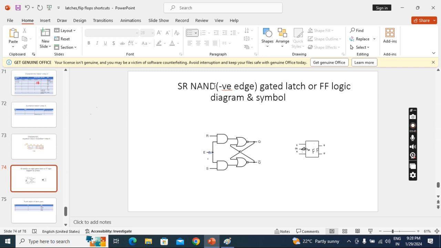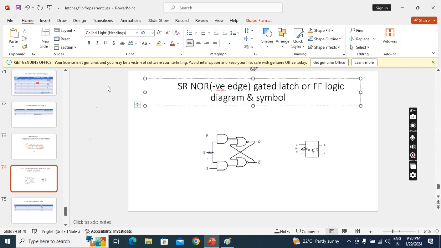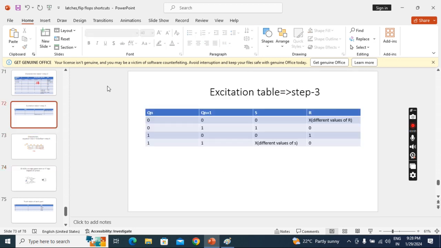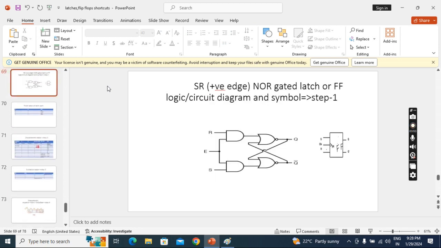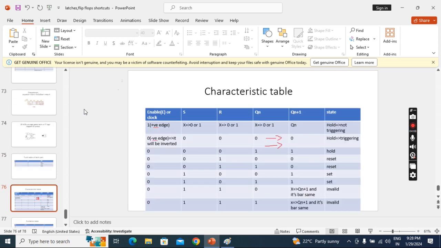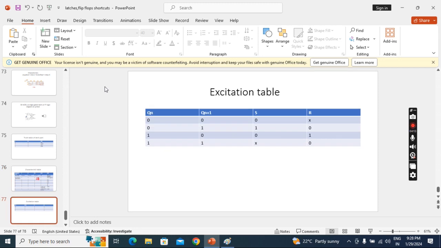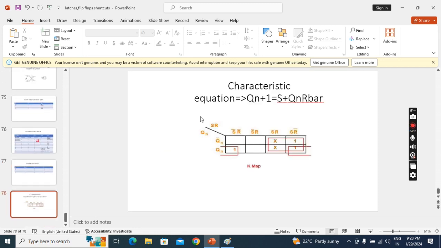Negative edge with NOR. So here a circle will come and here an inverter will come. Latch part will be the same as the negative NAND. Remaining okay, completed.